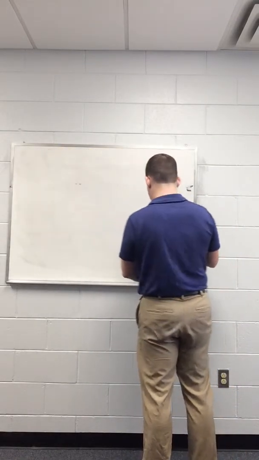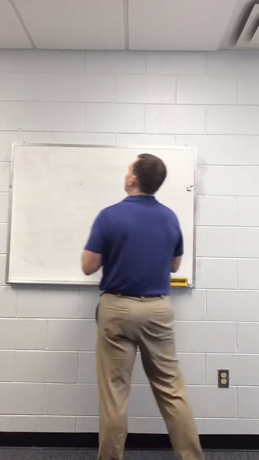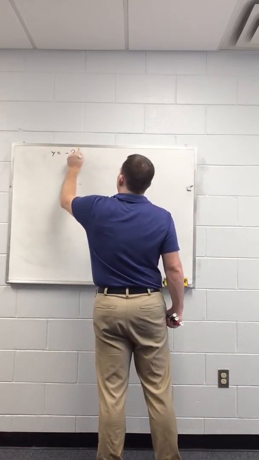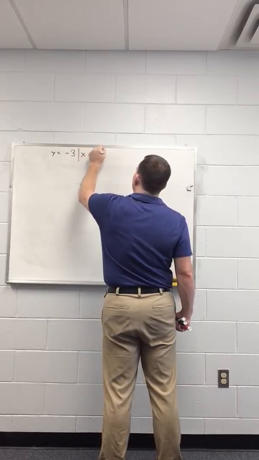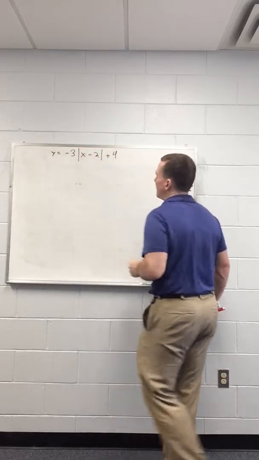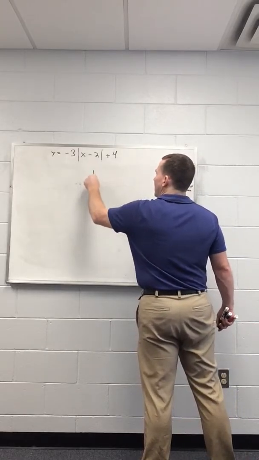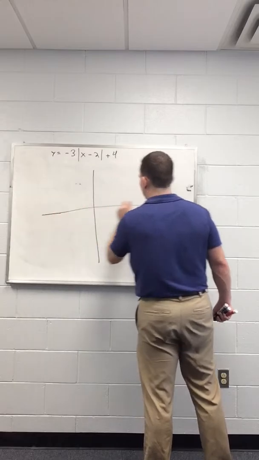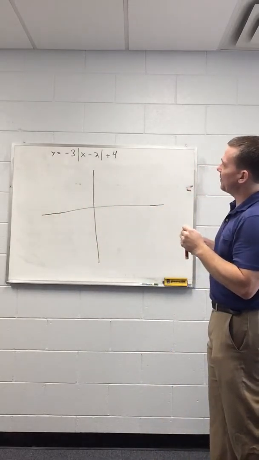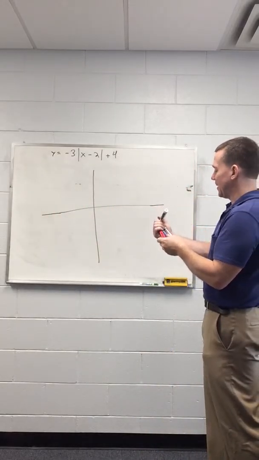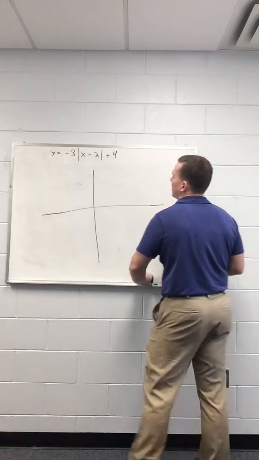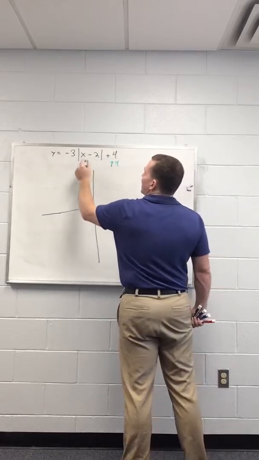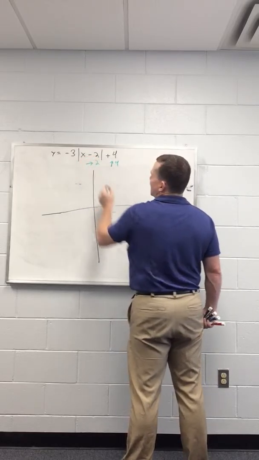So, suppose I have y equals negative 3 times the absolute value of (x minus 2) plus 4. I want to graph that. So let's see, if I list out my transformations, the plus 4 will make me go up 4. The negative 2 will make me go right 2.